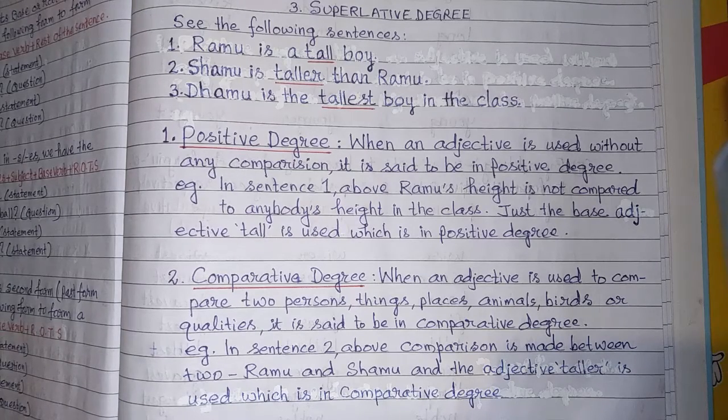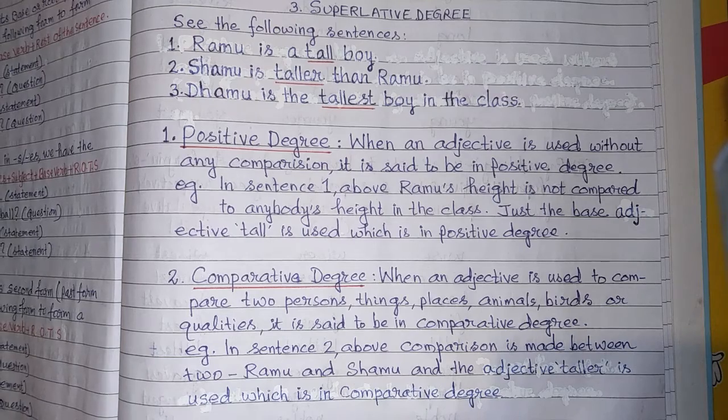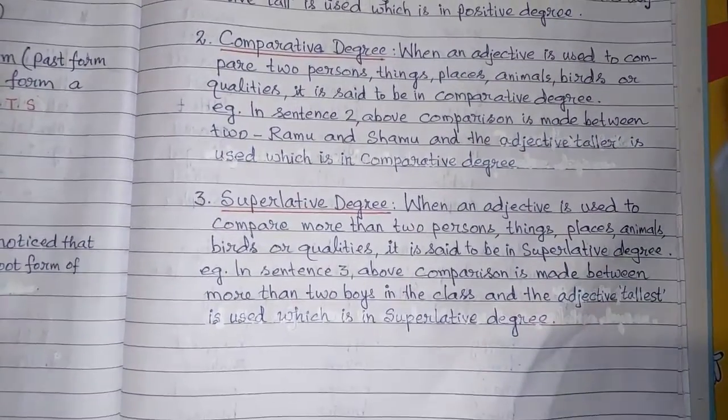And when we are making comparison between more than two persons, things, places, animals, birds, or qualities, as I have said, at that time when we are using the form of an adjective, that form of adjective is said to be in superlative degree.